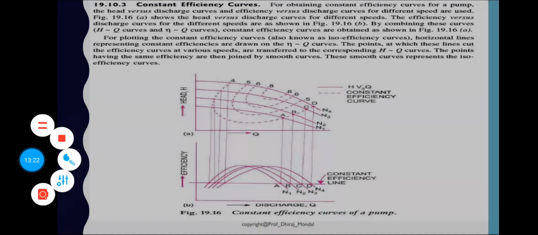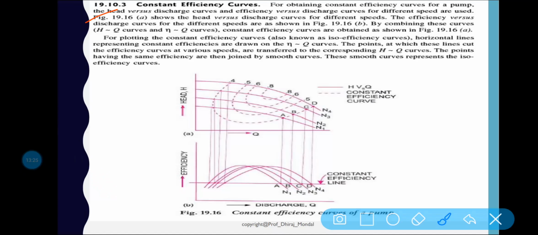Now the last point is the constant efficiency curve. In the case of the constant efficiency curve, a defined speed is taken, and the discharge versus head and discharge versus efficiency curves are plotted. So for obtaining the constant efficiency curve for a pump, we use the head versus discharge curve and the efficiency versus discharge curve for different speeds. You can see these are the different speeds used.